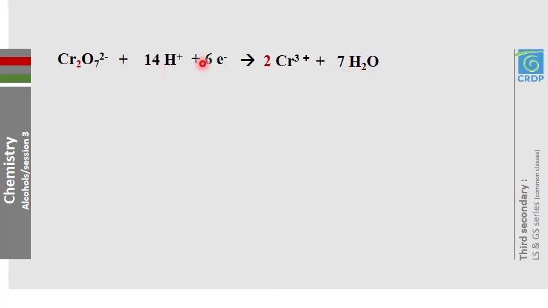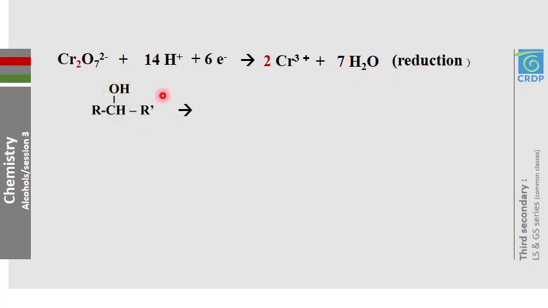Let us do the balanced equation together. Cr2O7 2-, so 2Cr3+. Please note here Cr3+, 7H2O, then 14H+, and 6 electrons to balance the charge. This is the reduction half reaction.